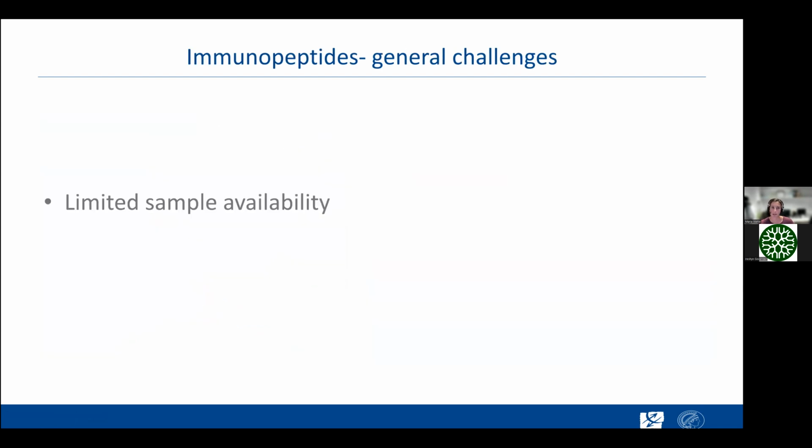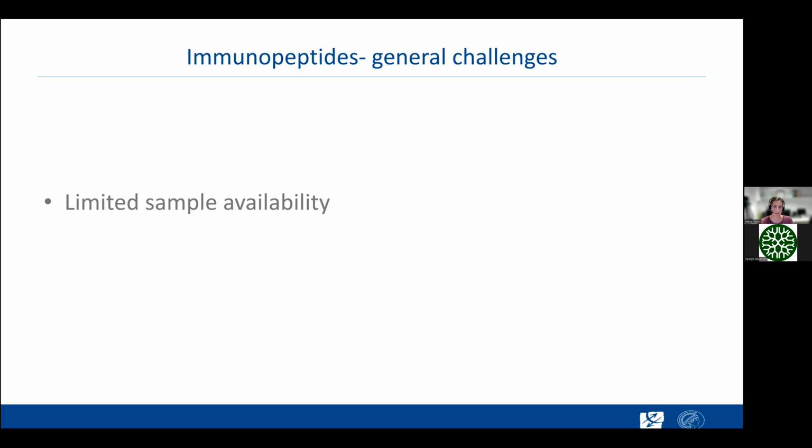The general challenges if we analyze immunopeptides, especially human immunopeptides, is that there is limited sample availability. Especially if we want to look into healthy tissues, we can't really go ahead and take a lot of biopsies from healthy people to analyze what is presented there. So a typical source for HLA peptides are cancer biopsies, and you don't have a lot to go on there.